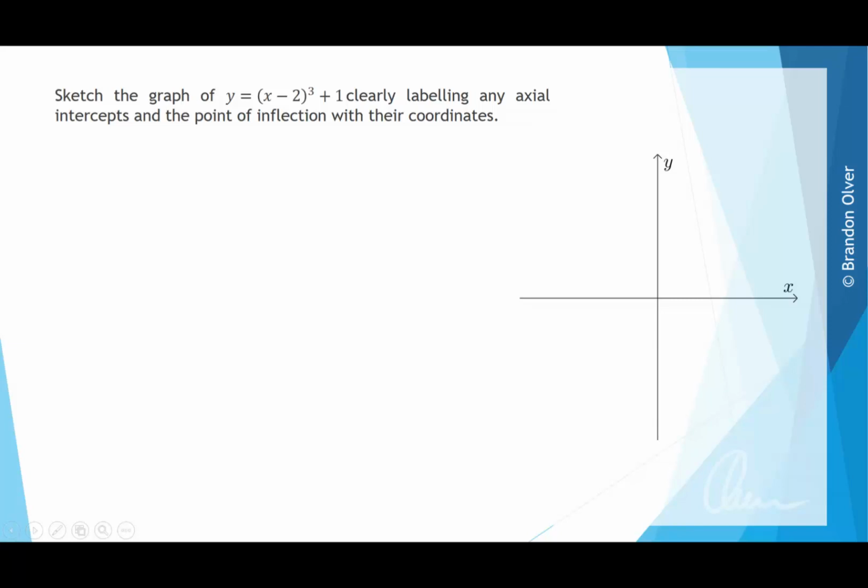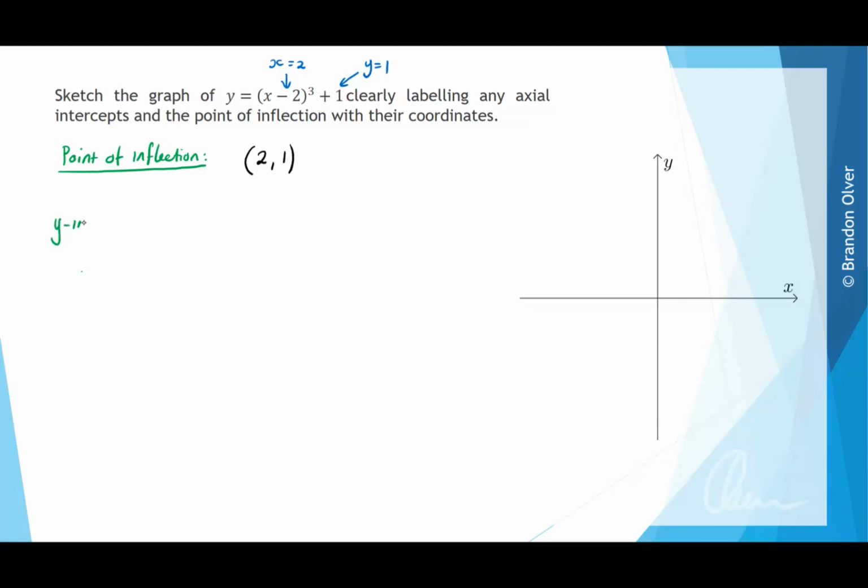Sketch the graph of y equals (x minus 2) cubed plus 1, clearly labelling any axial intercepts and the point of inflection with their coordinates. So when the graph is in this form, we know that the point of inflection occurs when x minus 2 equals 0, so that gives x equals 2, and y equals 1. Therefore, the coordinates of that point is (2, 1).